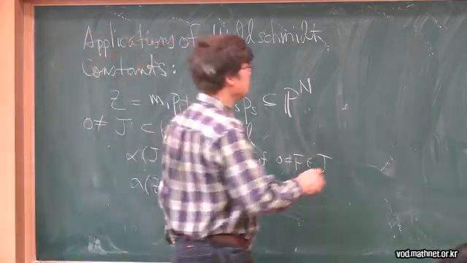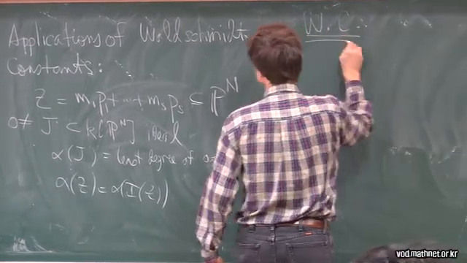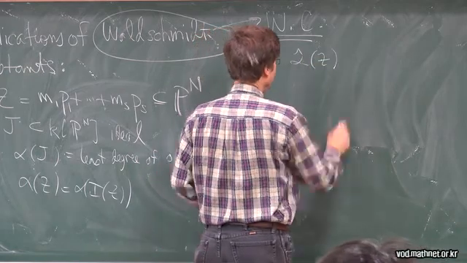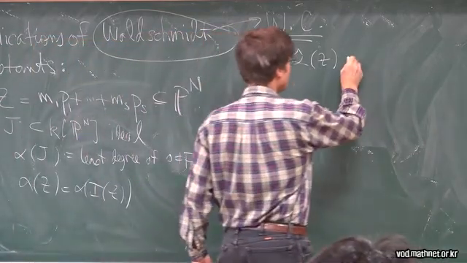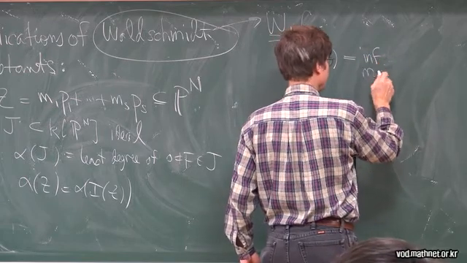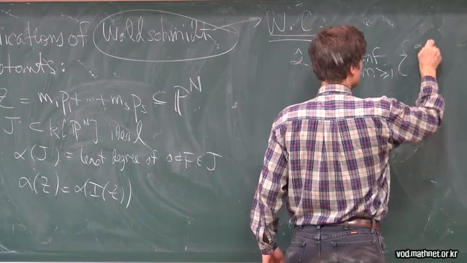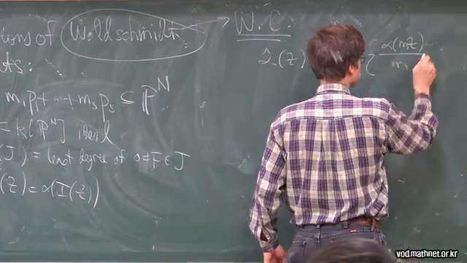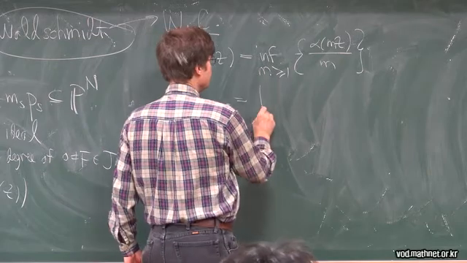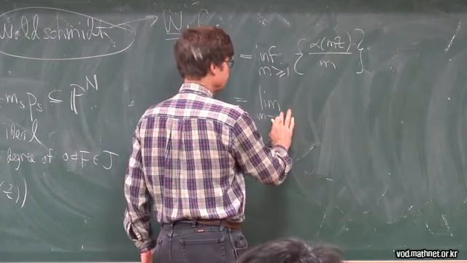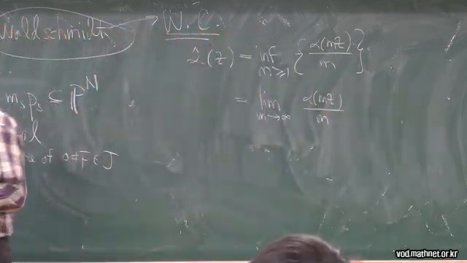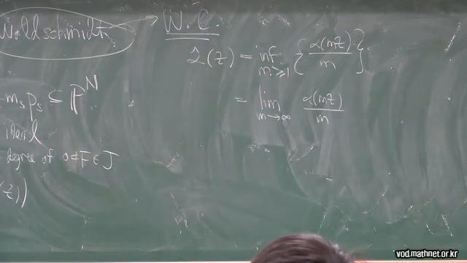So the Waldschmidt constant, you'll remember, is an invariant related to the subscheme. It's the limit, well, it's an infimum, in fact, of the ratios of the least degree of an element in M times the subscheme divided by M. But you can prove that this is a limit of these same ratios. So let me do an example.